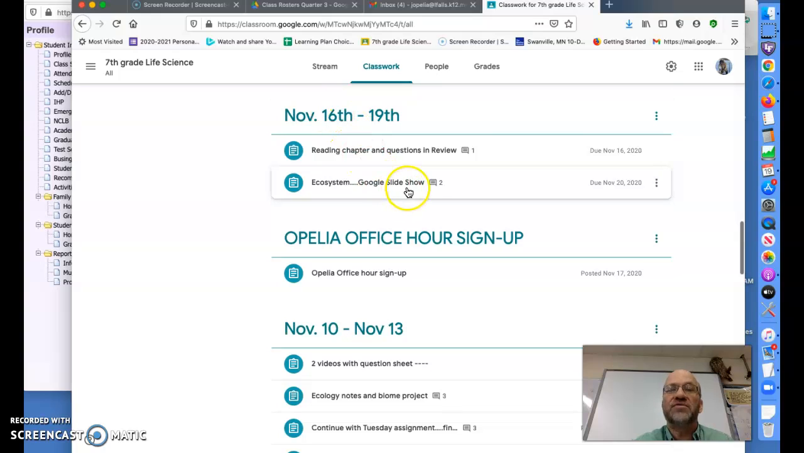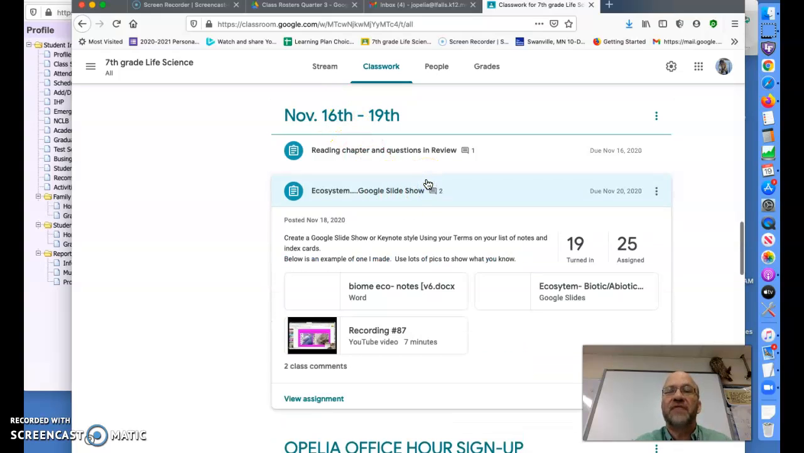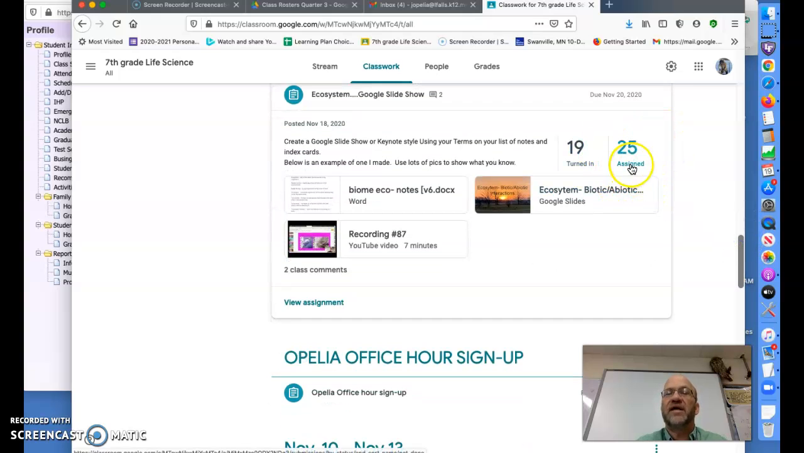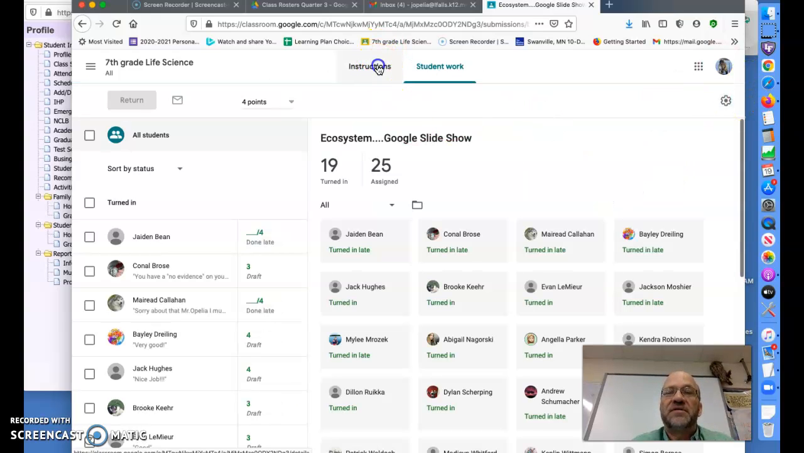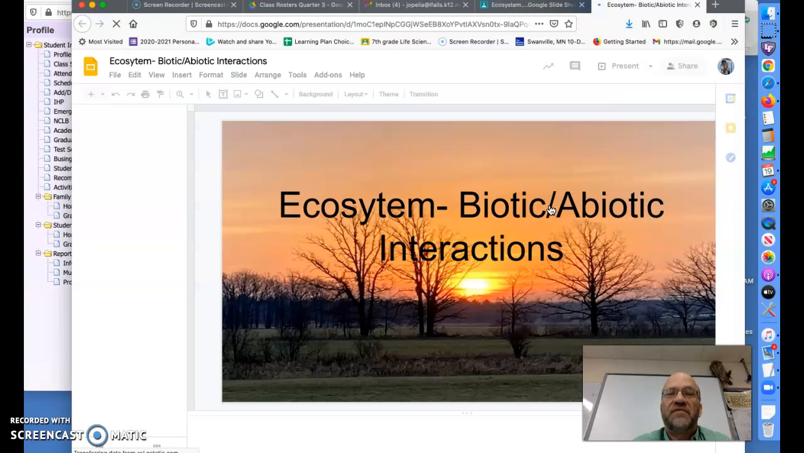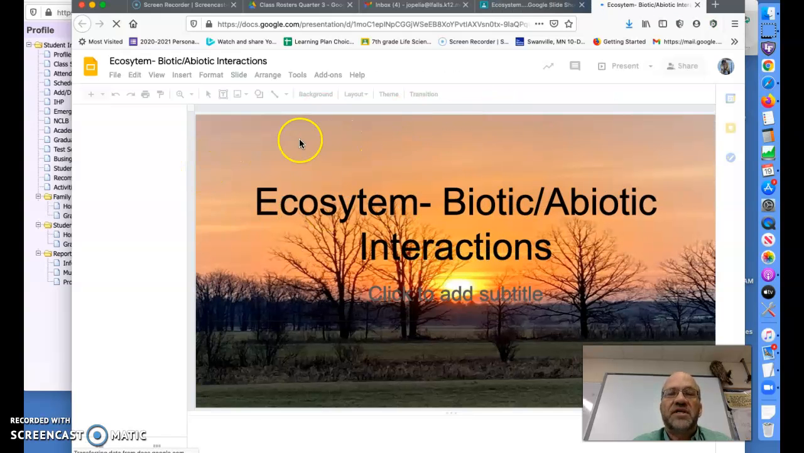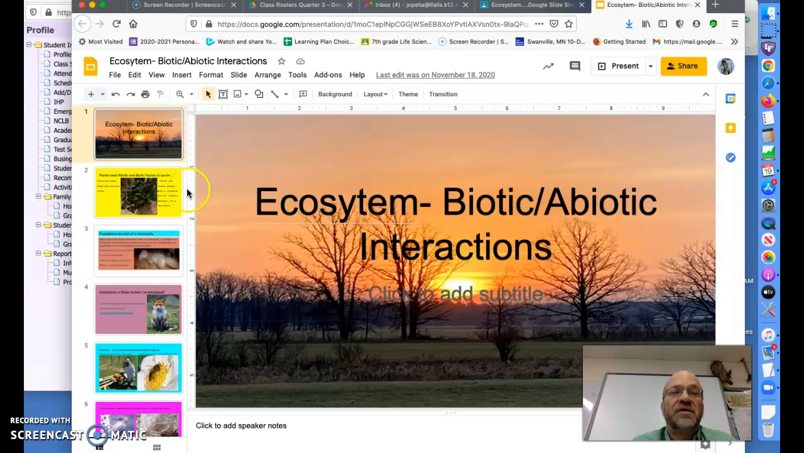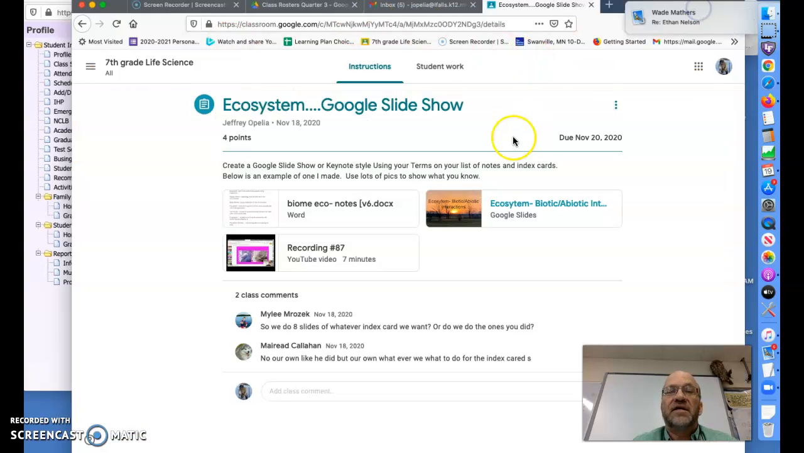we get to Ecosystem Google Slideshow. Okay. So here we have 25 people have not finished it right here. Okay. What you were supposed to do, the instructions are very simple, and I even have an example for you. I have a recording here talking about what to do, and here I have a whole example of a slideshow. So if you have not finished this, this needs to be in for a grade. It needs to be in to get a grade on your standard in Empower. Okay? So that is another one.